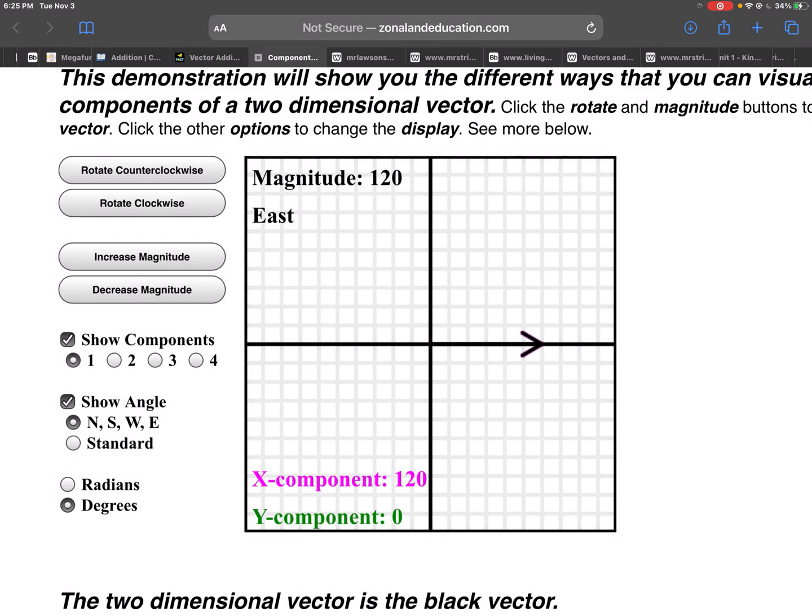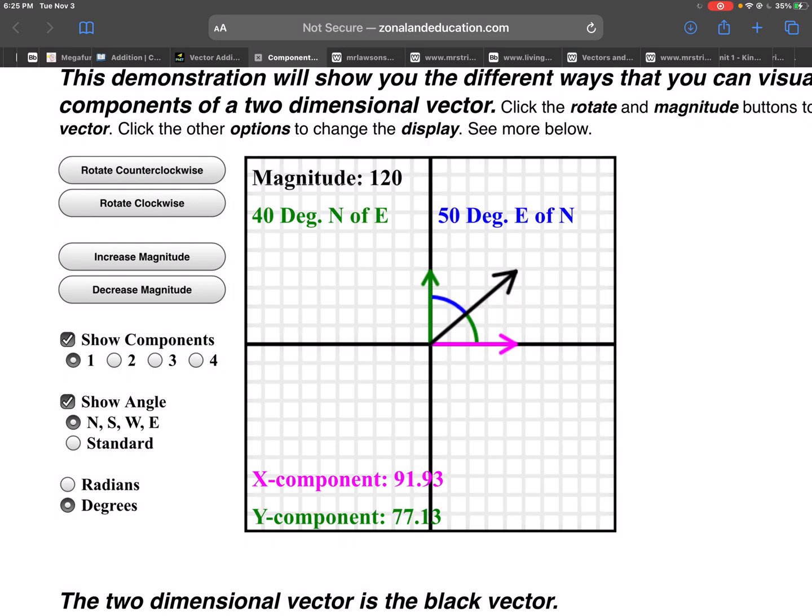If I notice right here, this vector is at 0 degrees, and if I rotate it counterclockwise, I first go up, and that is 10 degrees north of east, but a complementary angle of that is 80 degrees east of north. Both of those would be ways of describing that vector, what direction it's going. And then if I keep going around, it'll be 20 degrees north of east or 70 degrees east of north.